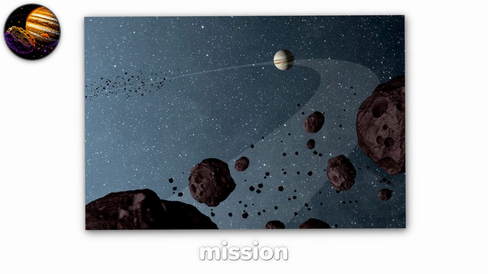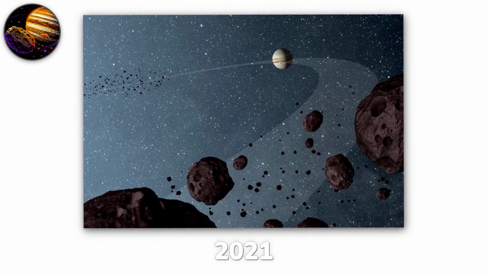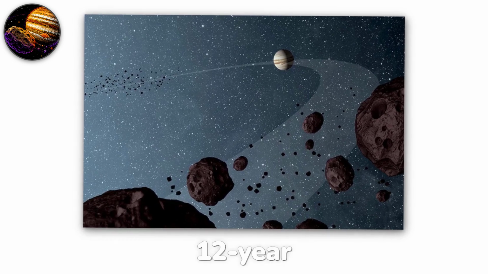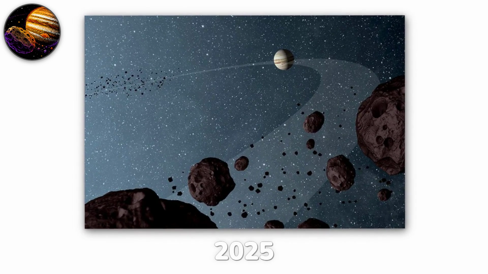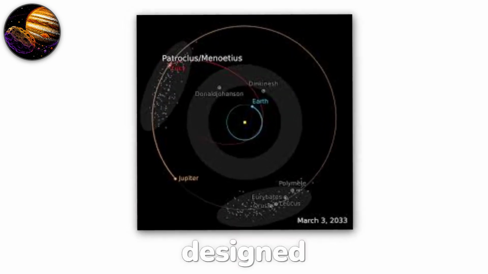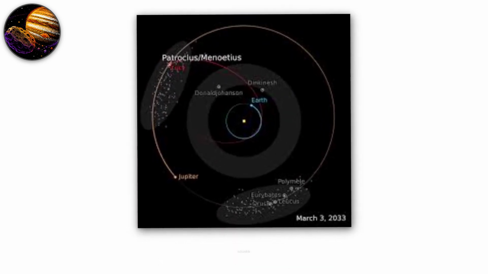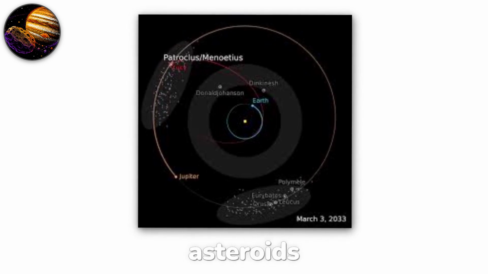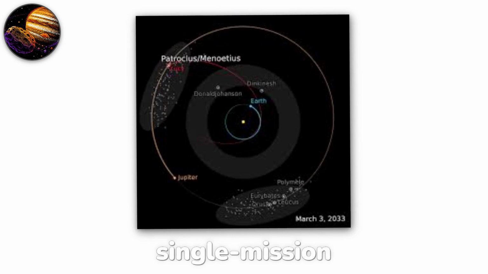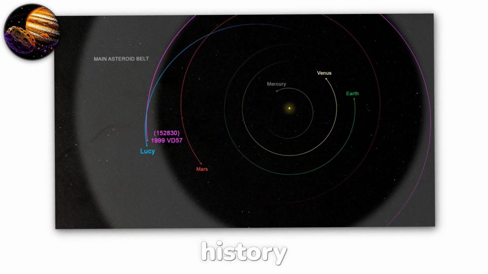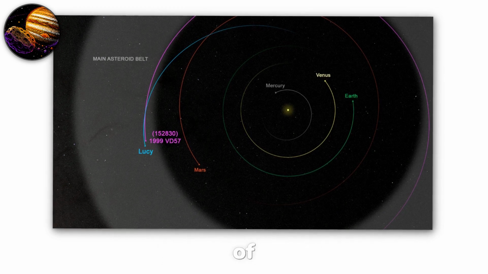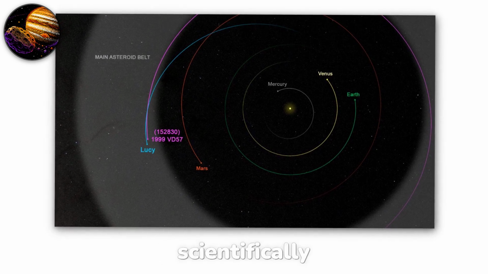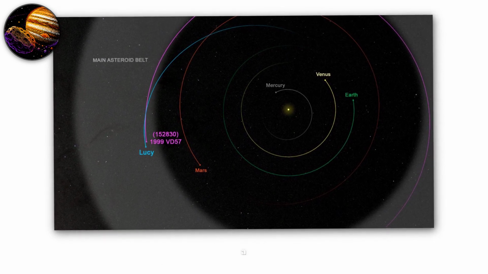The Lucy mission, launched by NASA in October 2021 and in the early stages of its 12-year journey as of 2025, was the first spacecraft designed specifically to visit Jupiter-Trojan asteroids, with a planned itinerary of 7 Trojan asteroids representing the most diverse single-mission asteroid tour in NASA history, and the first direct investigation of bodies that have been recognized as scientifically fundamental for over a century.